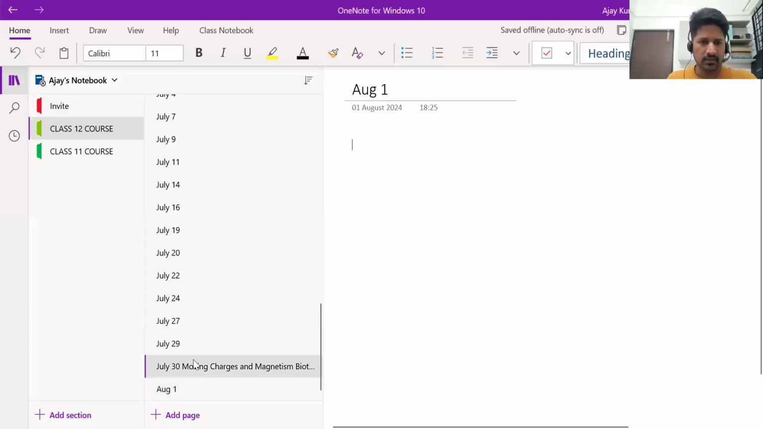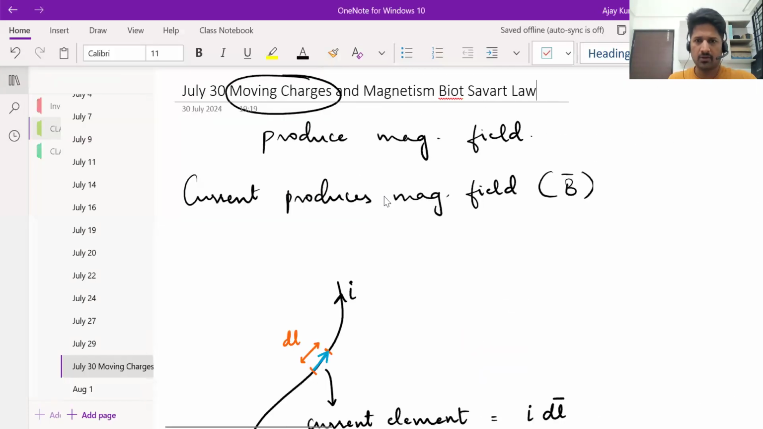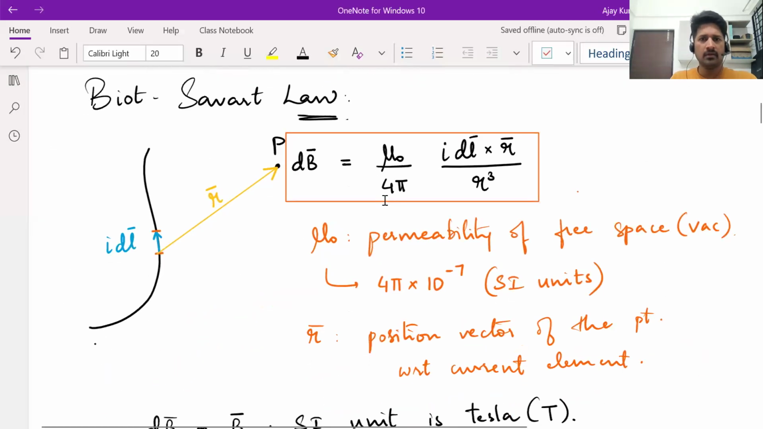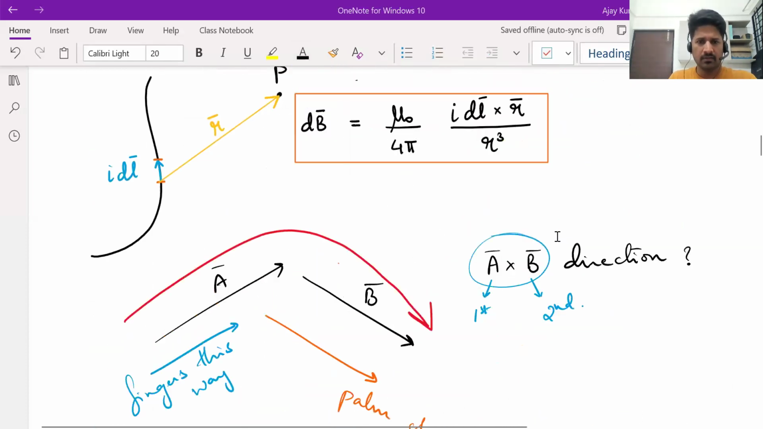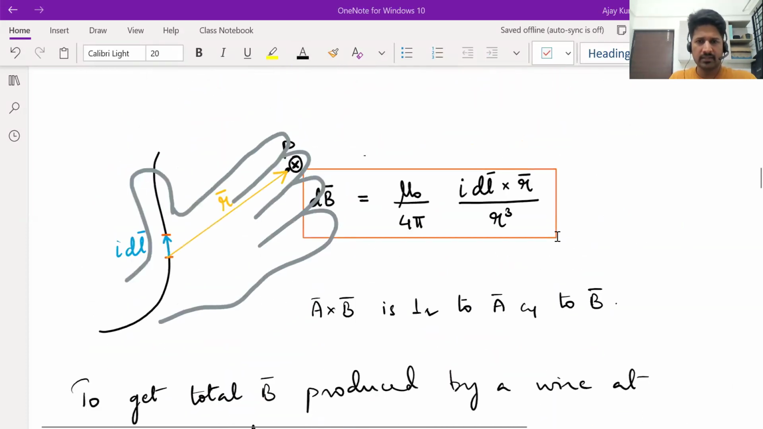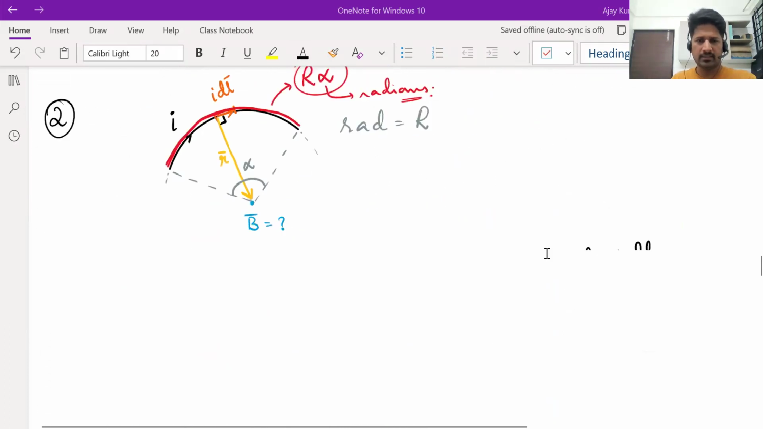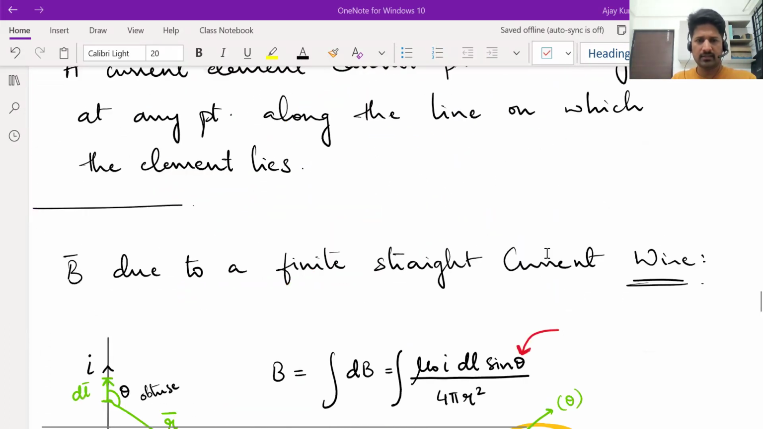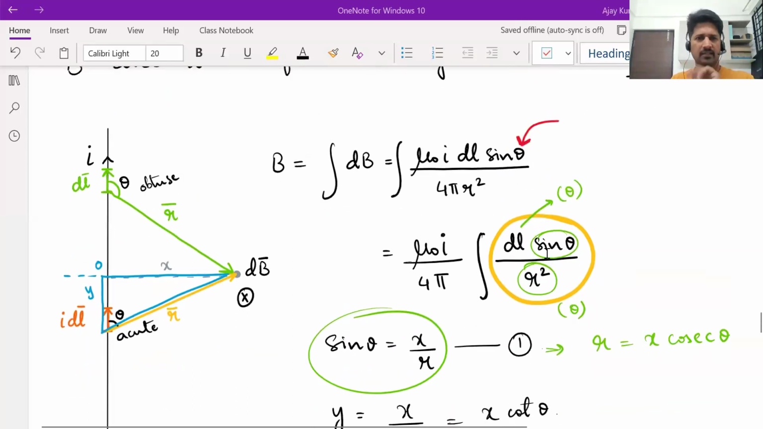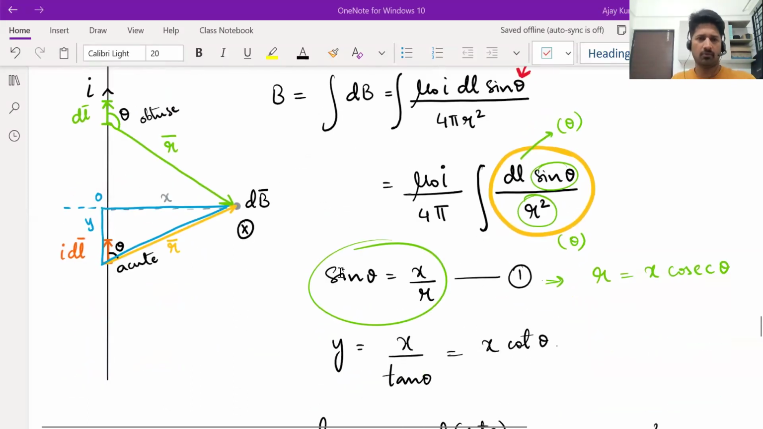Right. So last class we discussed the Biot-Savart law: the small magnetic field dB produced by a current element I dL. Then we discussed applications of the Biot-Savart law to calculate the net magnetic field produced by a circular current at its center, an arc at its center, and a straight current-carrying wire at a finite distance x from it. We'll work on this formula today.